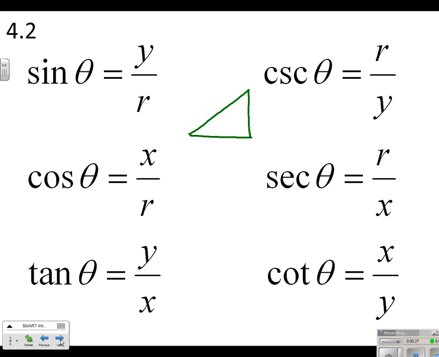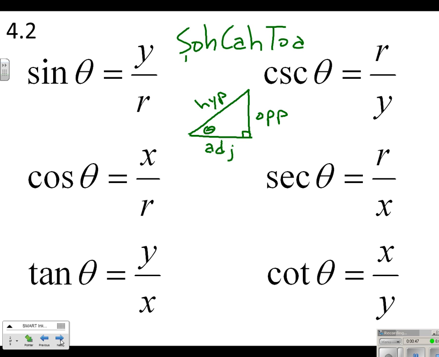For instance, if we're talking about this angle theta, the side opposite, the side adjacent, and the hypotenuse, you might have used the phrase Soh Cah Toa. In other words, sine is the ratio of the opposite on the hypotenuse, cosine is the adjacent on the hypotenuse, and tangent is the opposite on the adjacent. That's all well and good, and that's nice to be able to reference.